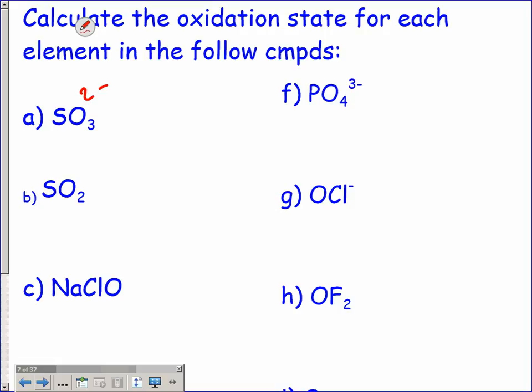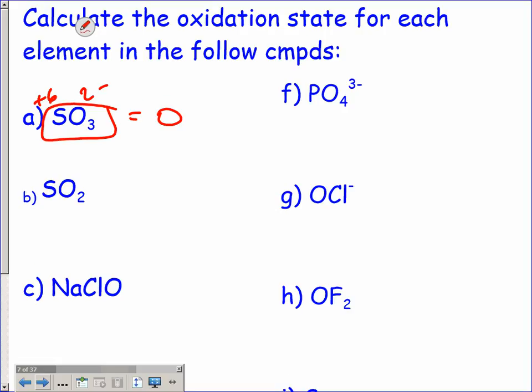Total oxygen with its 3 here means I have a net of what on this side? -6, or 6 negative, right? So oxidation states for the whole compound has to equal 0. So if this over here is a -6, what does sulfur have to do to balance? Be a 6+ or a +6. Okay, oxidation state of sulfur is +6, oxygen is a -2. That's how you assign them. It's just math. It's just algebra. Let's do another one.